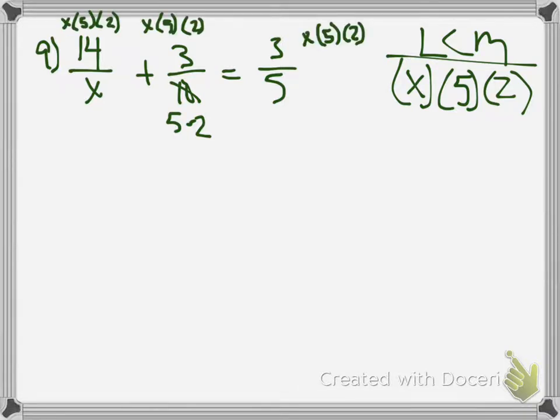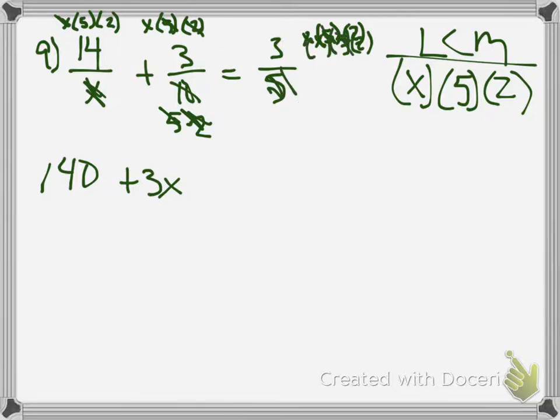like so, the x's here would cancel out, leave me 5 times 2, which is 10, and 10 times 14, which is 140. And then here, the 5 and the 2 would cancel out with the 5 and 2 here, leave me 3 times x, which is 3x. And then on the last one, the 5's would cancel out, leave me 3 times x times 2, which would be 6x. I guess I did that there.